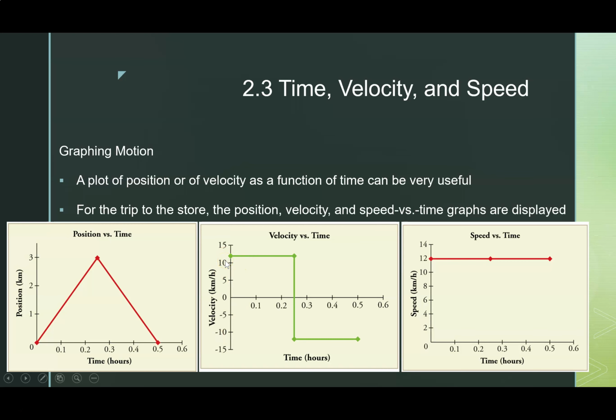As you move away from your source, your velocity is positive, and then if you move back towards it, that would be negative. Over here on the right, we see a speed versus time graph, where we just track how fast the object is moving the entire length of time that it is moving. And we don't care what direction it's moving. So this is a flat line, all at 12 kilometers per hour.